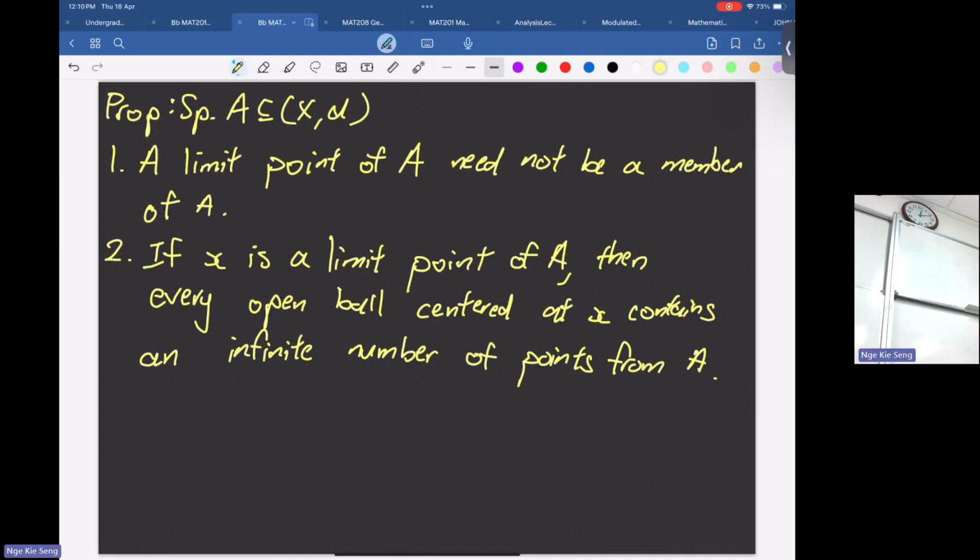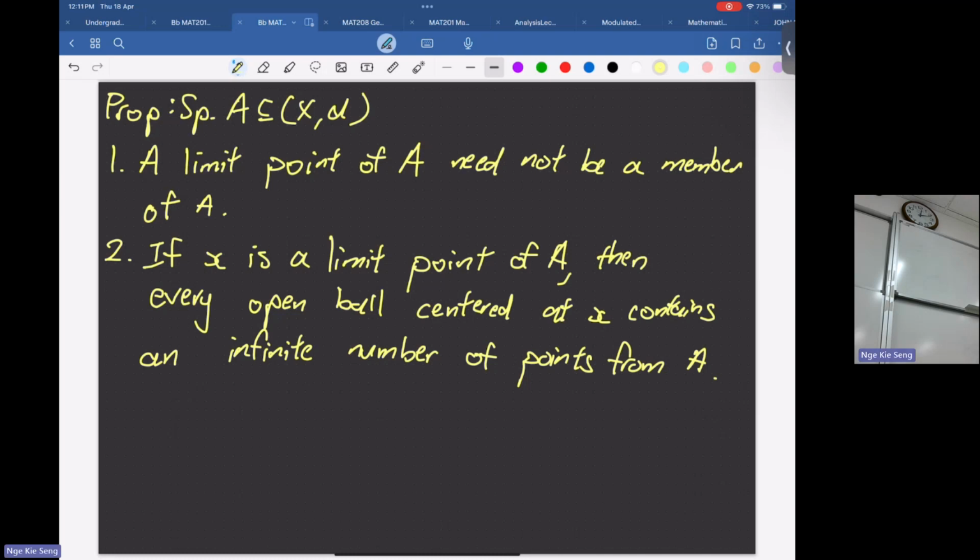Is this obvious or not? If x is a limit point of A, then every open ball centered at x contains an infinite number of points from A. So just now I said that if you have a limit point, for every open ball you can find x and another point in A. But now it turns out that this ball will contain infinitely many points.